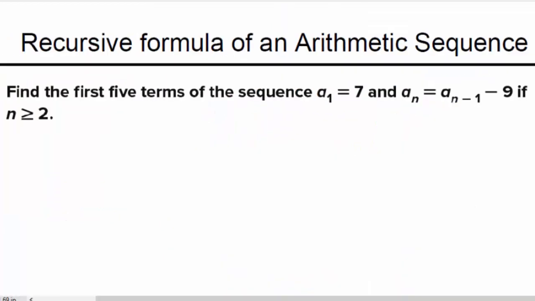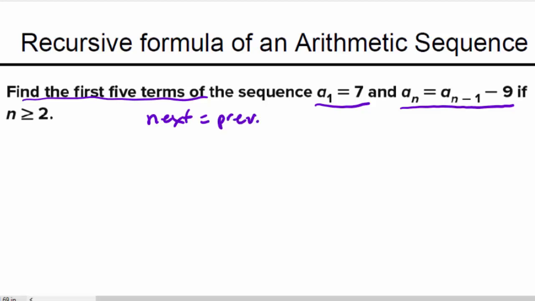Okay, so now we're going to use a recursive formula of an arithmetic sequence. They want us to find the first 5 terms of the sequence. a sub 1 is the first term, and this is the actual formula right here. And this formula works really simply. To find the next term, you simply take the previous term and add the common difference. So this is the next term, then n minus 1 is the previous term, and then here's my common difference. It appears to be negative 9, so they put minus 9 instead of plus negative 9.